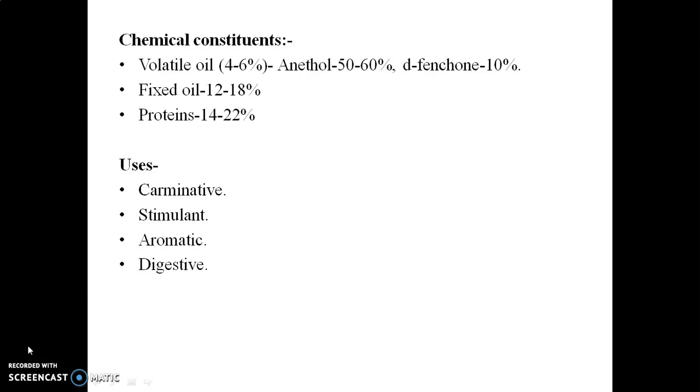Now regarding the uses, it is commonly used as a carminative, and also as a stimulant, specifically a respiratory stimulant. Then aromatic, as the major constituent is the volatile oil, it possesses a specific aroma, therefore it is used as an aromatic. It also has digestive properties, so it is used for easy digestion. So this is regarding the morphology, microscopy, chemical constituents and uses of the fennel fruit.